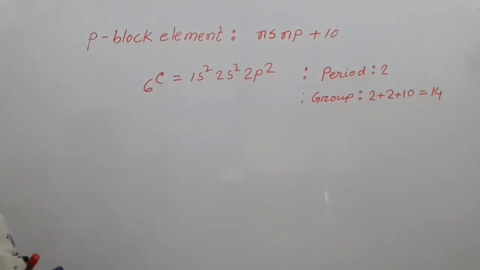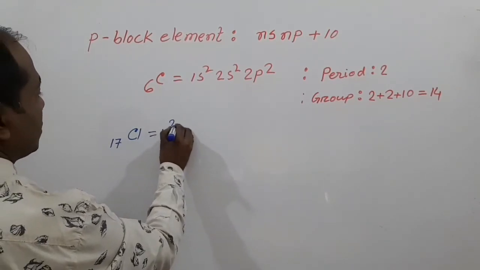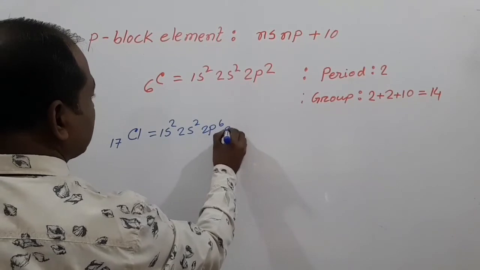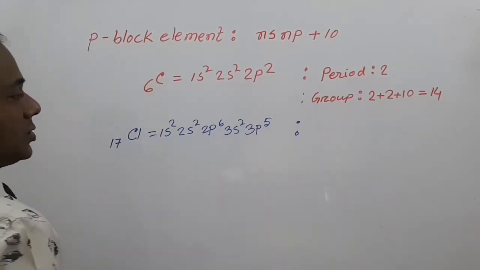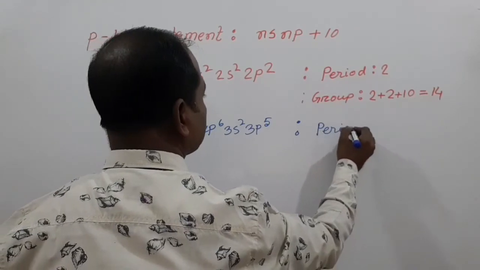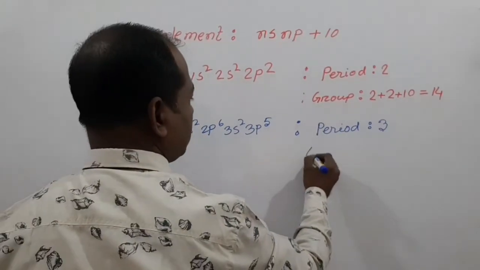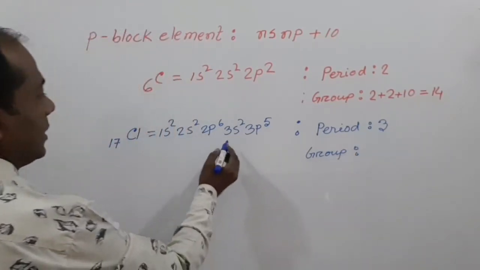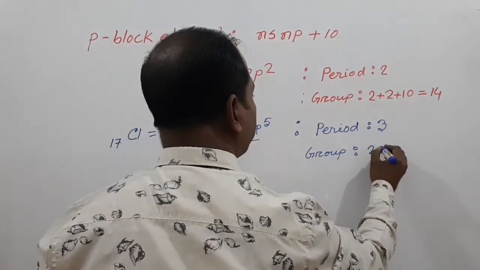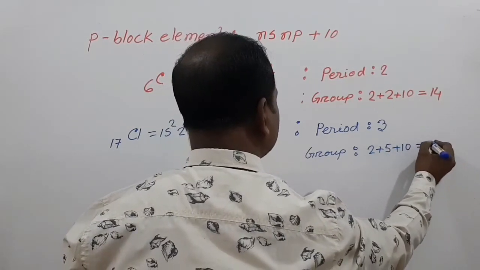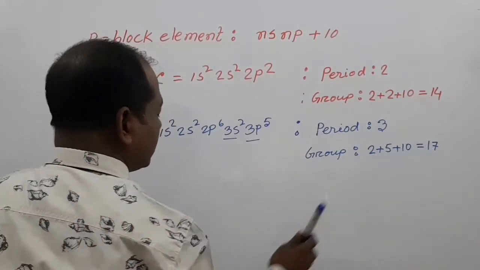For another example, my dear students, chlorine 17, electronic configuration 1s2, 2s2, 2p6, 3s2, 3p5. Here the outermost shell is the third shell, so chlorine is present in period number 3, and for the group number of chlorine, the s orbital contains 2 electrons and the p orbital contains 5 electrons. So group number 2 plus 5 plus 10 equals 17. So my dear students, chlorine is present in the third period and group number 17.